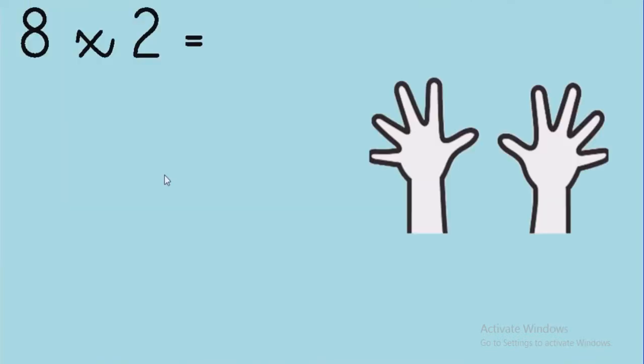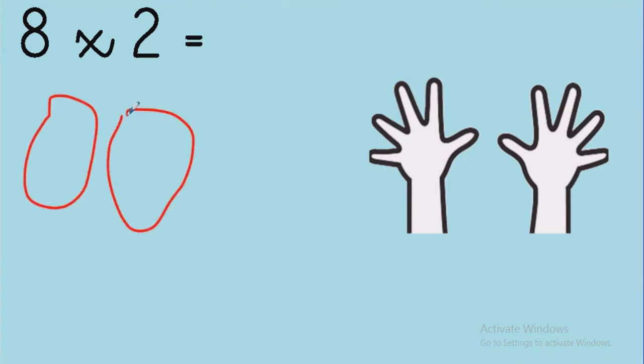Okay, how did you get on, team? Some of them were trickier than others. Let's try the first one. 8 times 2, or 8 groups of 2. Now, we could draw 8 groups, couldn't we?